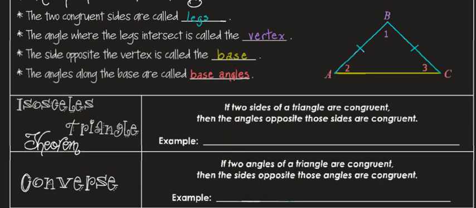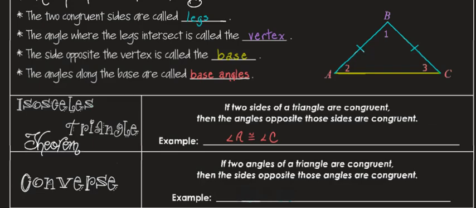Isosceles triangle theorem. If two sides of a triangle are congruent, then the angles opposite those sides are congruent. Angle A is congruent to angle C. Notice that these are also our base angles.